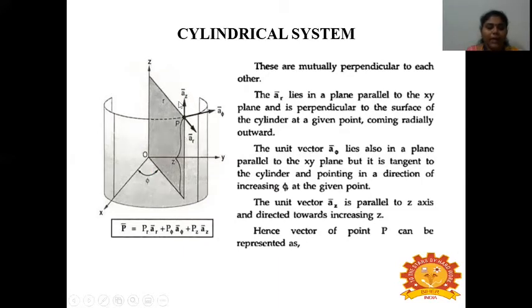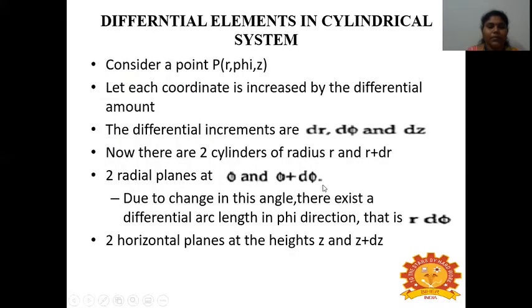Then the unit vector AZ. This AZ is parallel to your Z axis and the direction is always towards increasing Z, that is, in your positive axis. Hence the vector of the point P can be represented as PR into AR vector plus P phi into A phi vector plus PZ into AZ vector. So this is the vector of the point P, represented in the cylindrical coordinate system.